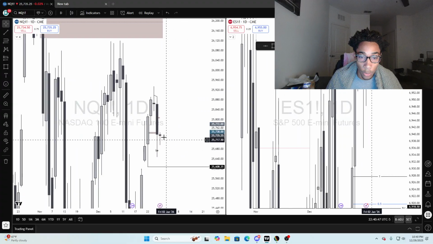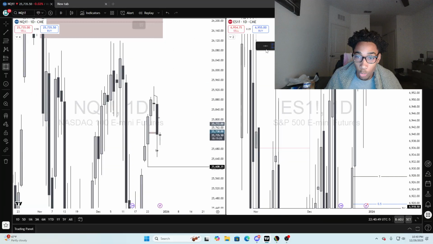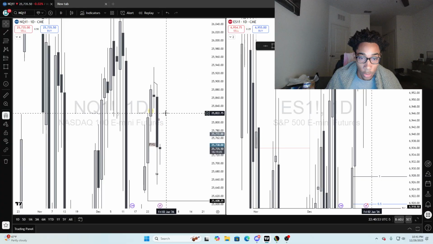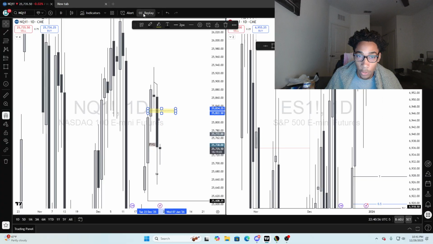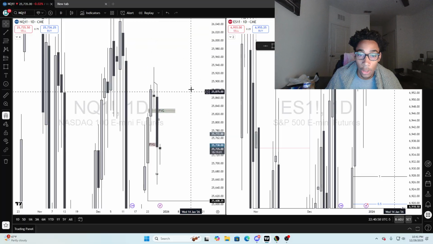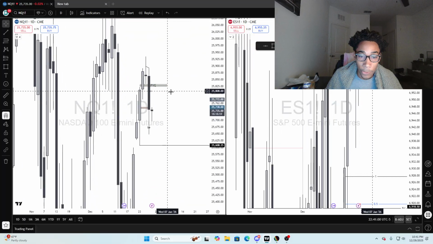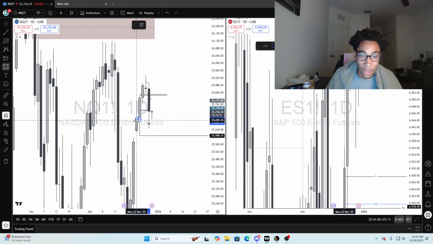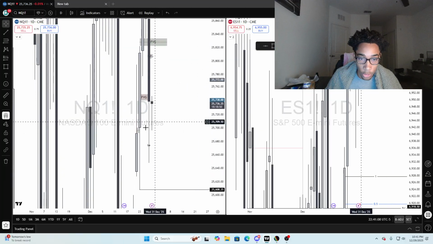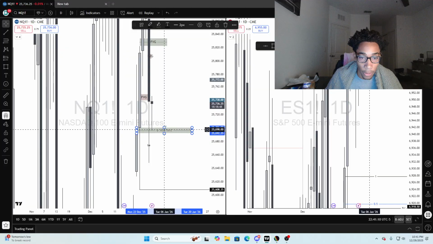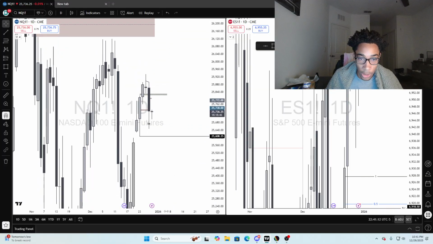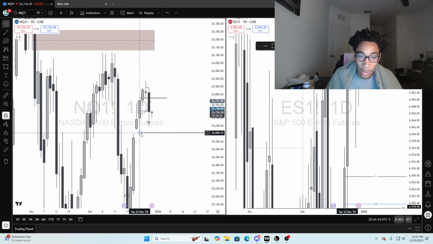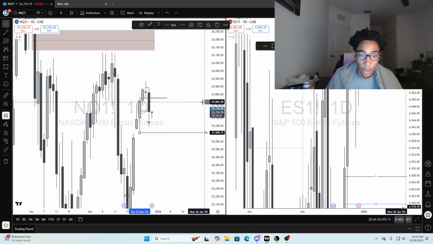You see how on this time frame we inversed this daily gap right here. So naturally, since we inversed this daily gap on a daily time frame, what's the next draw? Well, the next draw at least has to be an easy draw intraday. It's definitely this VI right here, but realistically speaking, it's this low right here, this sell side.